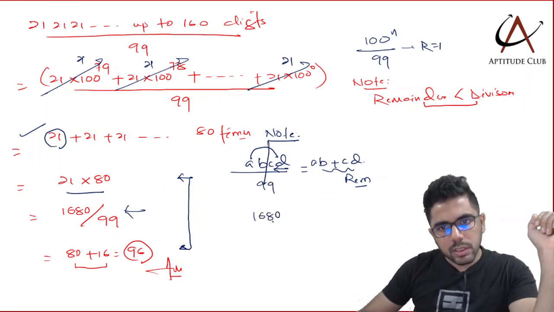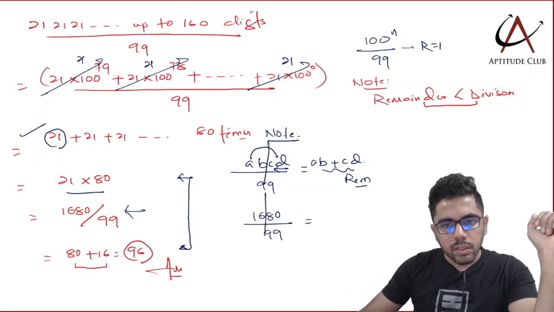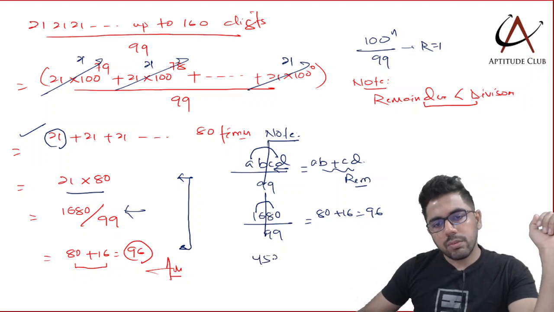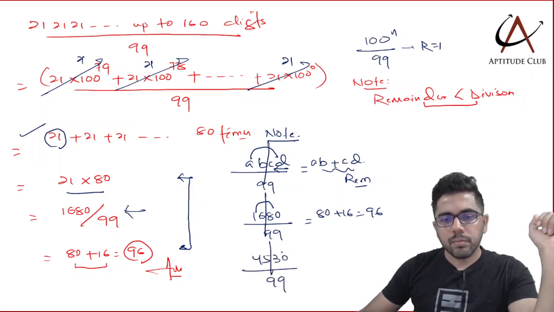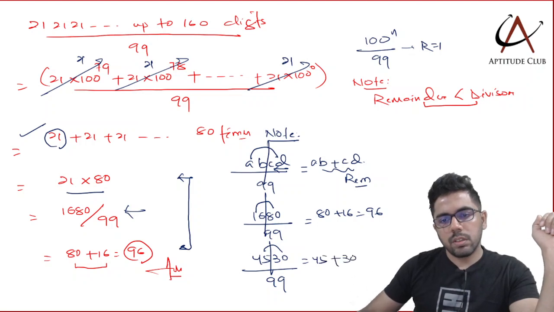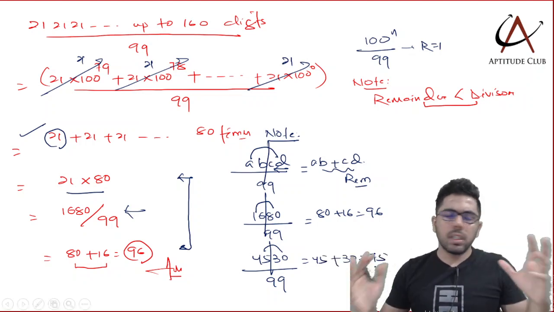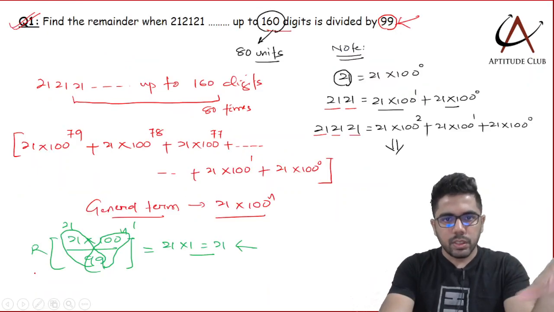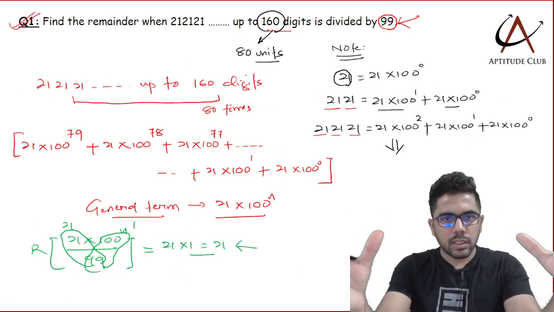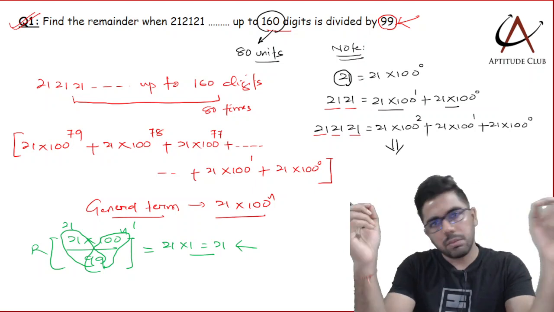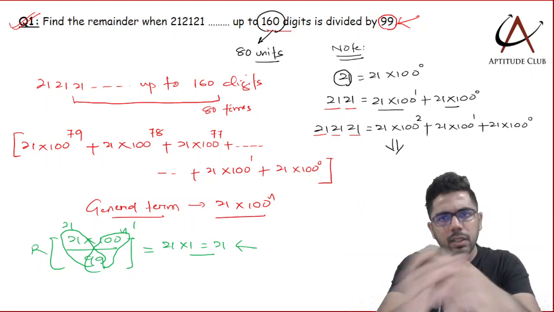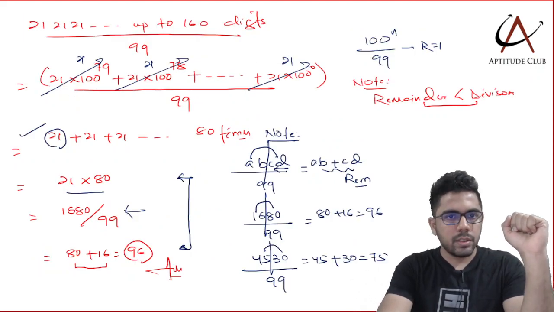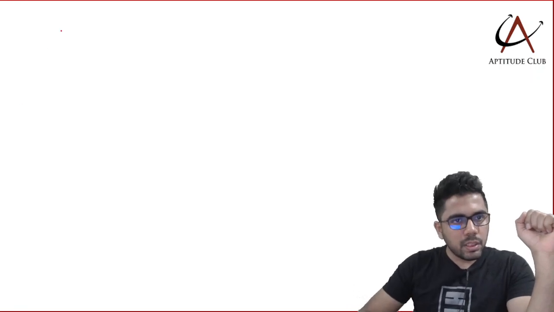If I use that here, 1680 divided by 99, so 80 plus 16, I get 96. Suppose I write 4530 divided by 99, so 30 plus 45, the remainder is 75. Very easy process to divide by 99. I hope all of you understand this. It may seem a little tricky if you are watching this for the first time, so my suggestion is to please watch the previous 2 sessions as well. But these are very, very easy questions once you understand how the basic remainder theorem works.